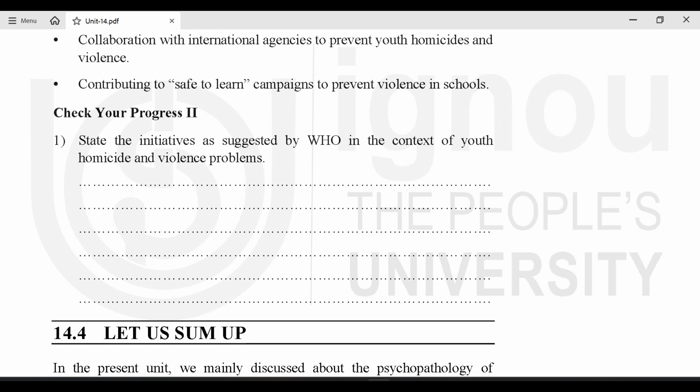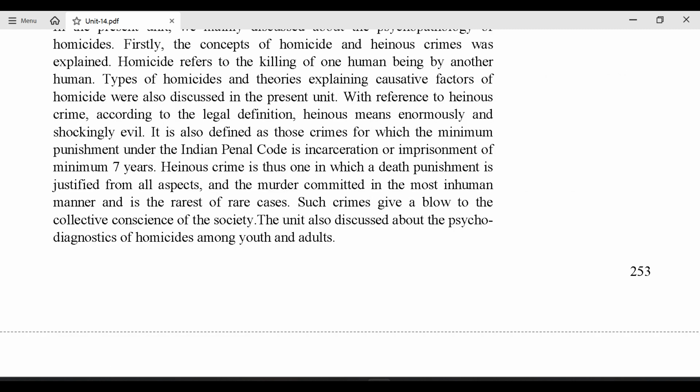14.4 Let us sum up. In the present unit, we mainly discussed the psychopathology of homicides. Firstly, the concepts of homicide and heinous crimes were explained. Homicide refers to the killing of one human being by another human. Types of homicides and theories explaining causative factors of homicide were also discussed in the present unit.